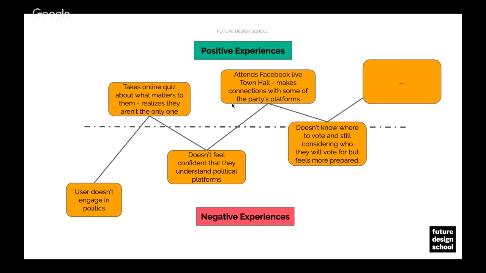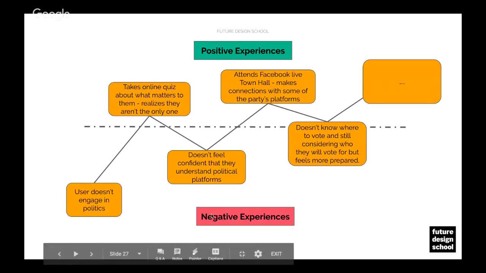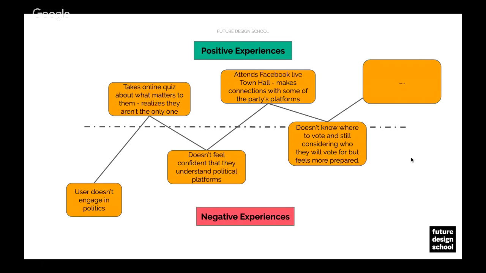We want to give you this example here. Yours is going to look blank. You are going to have positive experiences up at the top, negative experiences at the bottom, and this line through the middle. Again, we're thinking about our friend Dave, who was featured in our user persona. And this is what came up.